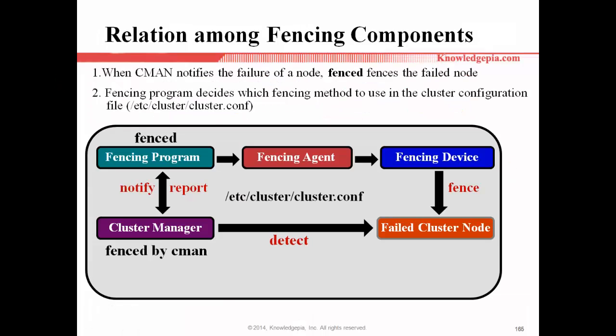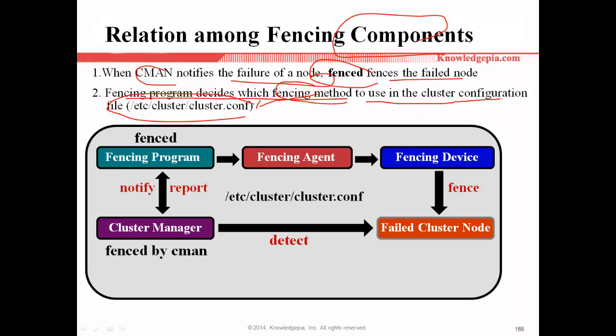Relationship among the fencing components: as I already told you, CMAN, the cluster manager, will notify of the failure of the node, then the fence daemon fences the failed node, and the fencing program decides which fencing method to use. Normally this method is saved in /etc/cluster/cluster.conf, and the program reads the fencing method from this file. So this is the architecture of the fencing components.